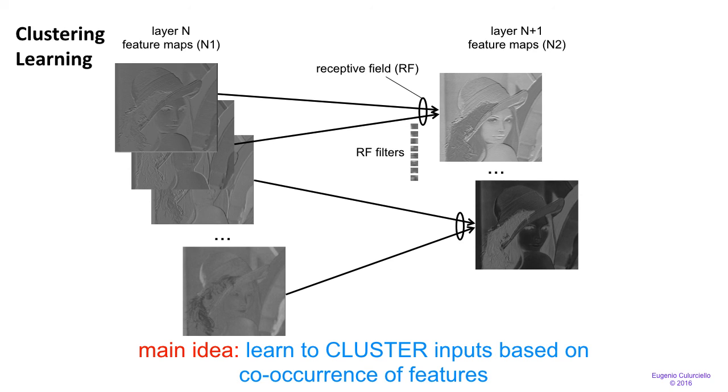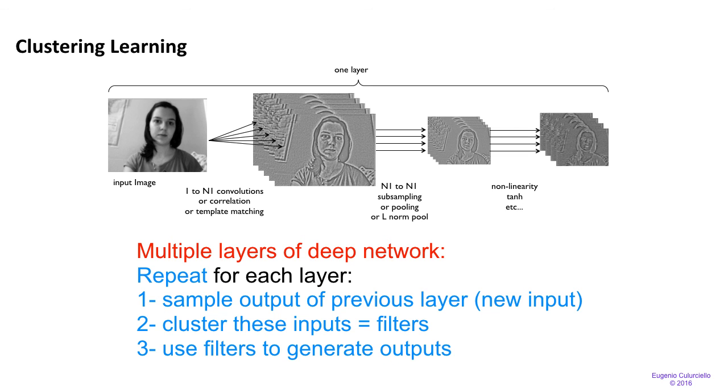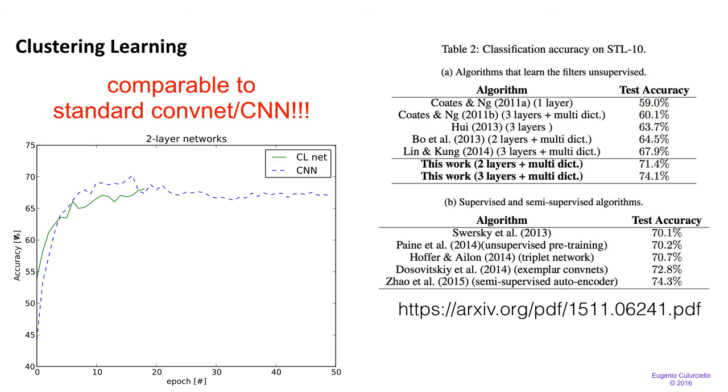So this is a technique that clusters the input based on co-occurrence of features, and you can repeat this for multiple layers. You take one input, cluster things together, form filters for the convolution, and create a set of output maps. You cluster these again and generate the outputs, and you can repeat this multiple times, just like it's done for stacked autoencoders. What we found when we first did this experiment about 5 years ago is that, at least with 2 layers, the results were comparable to a standard CNN, or ConvNet. They were very similar.